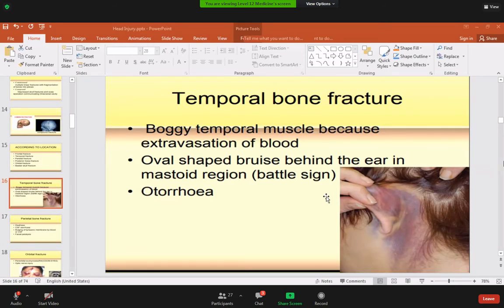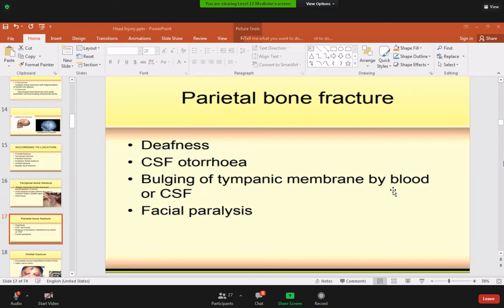Another presentation is otorrhea. What is otorrhea? Any idea? Discharge from the ear. Because it is affecting the temporal bone, it causes otorrhea also. There is discharge from the ear. This discharge can be simple serous discharge, or if there is vascular injury, it can cause bloody discharge from the ear. Then parietal bone fractures usually present with deafness because of the involvement of the cranial nerve to the ear.